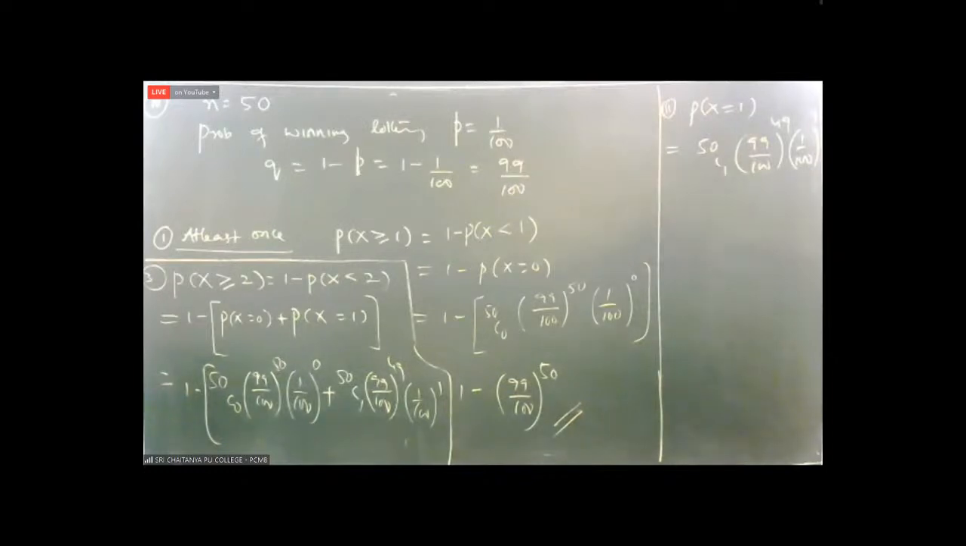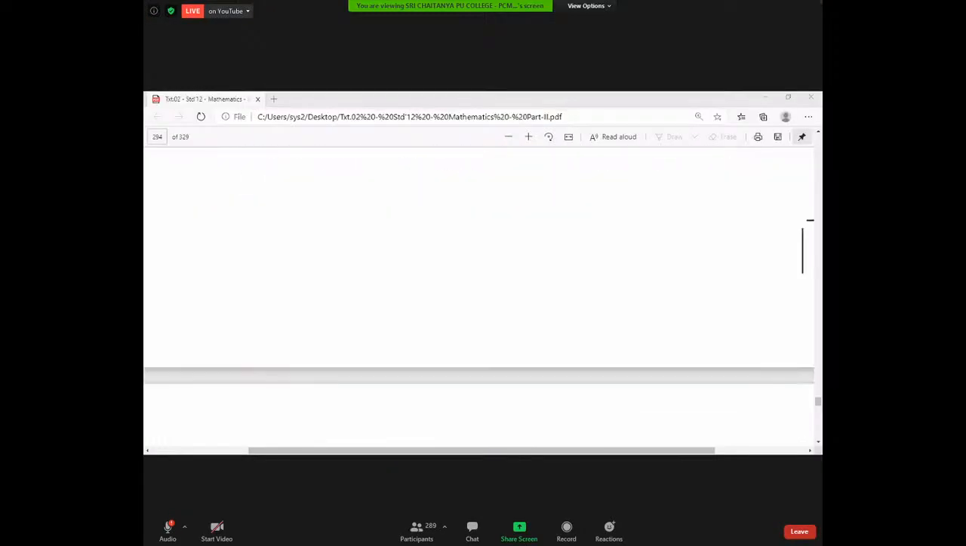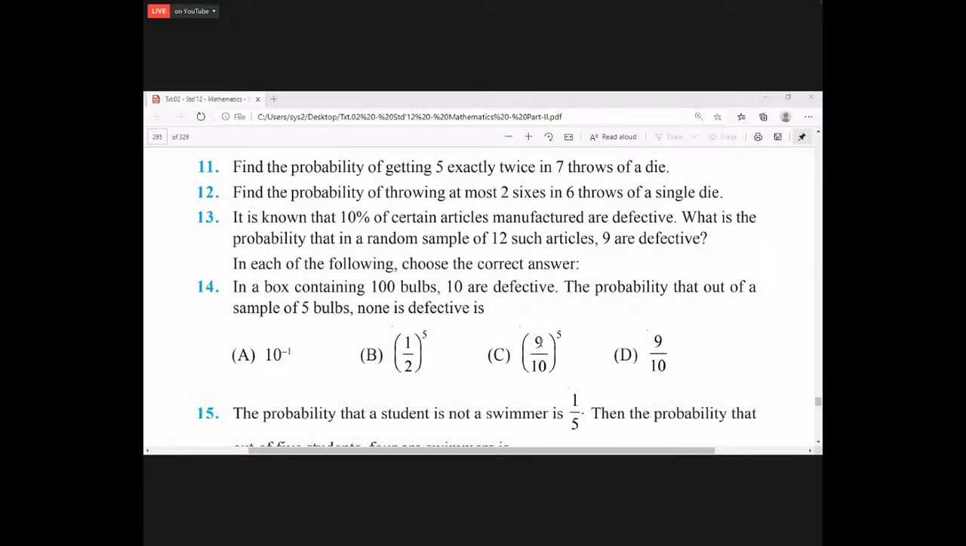I am going to share the next problem on the board. 12th problem. Sorry, 11th problem. Observe what has been given to you in the 11th one. See that 11th problem on the screen.